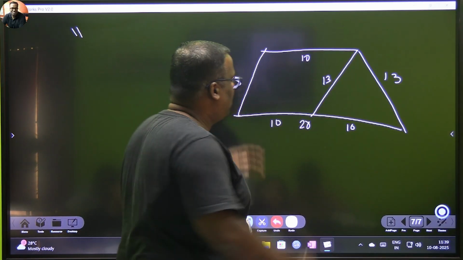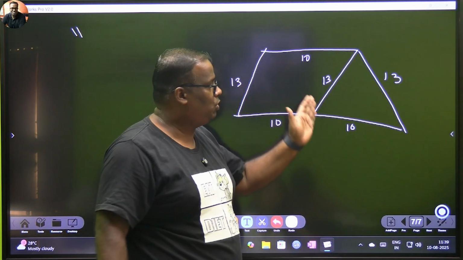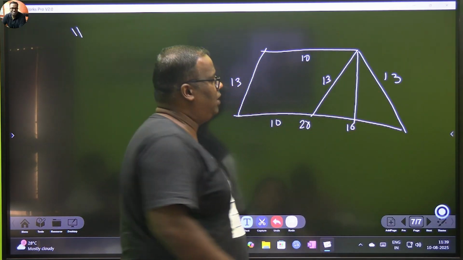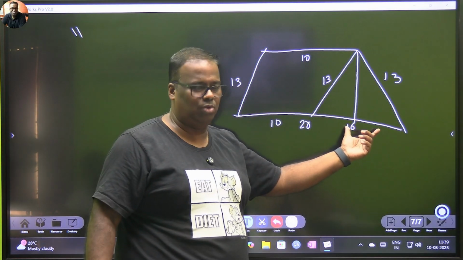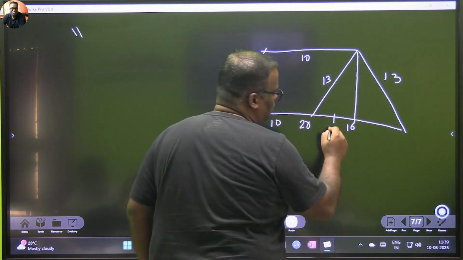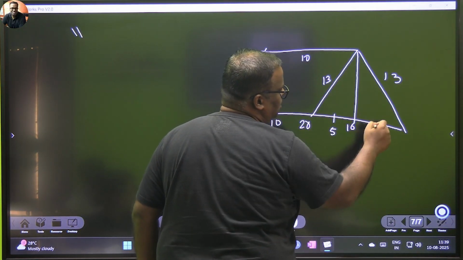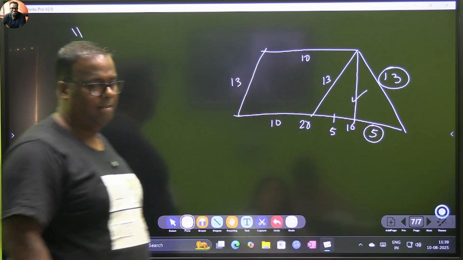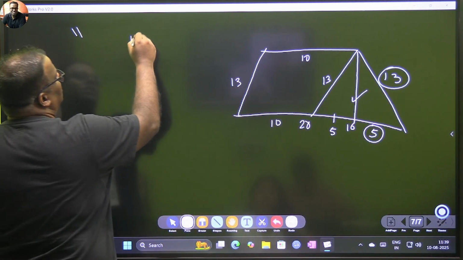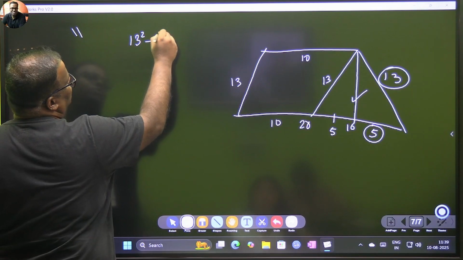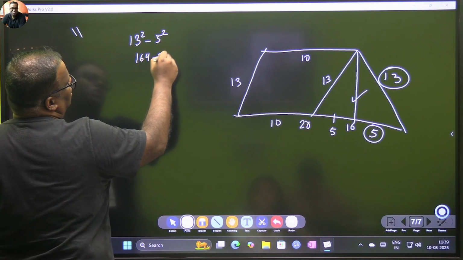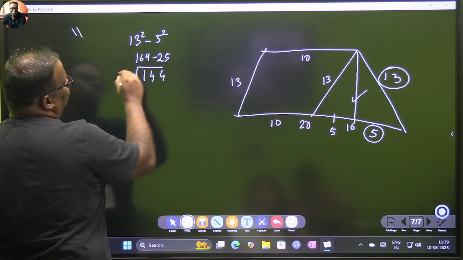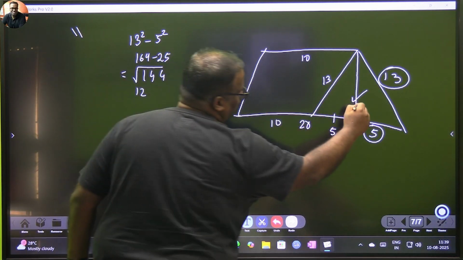Parallelogram area we don't know because we don't know the height. In an isosceles triangle, the perpendicular always divides the base. This is also a class 9 problem actually. So this should be how much? 5. Now look at this triangle. This is 13 and this is 5. Will we get the value of this? Yes, very nice. So that value would be 13 square minus 5 square. 169 minus 25, which is 144. 144's root is 12. So this will come out as 12.